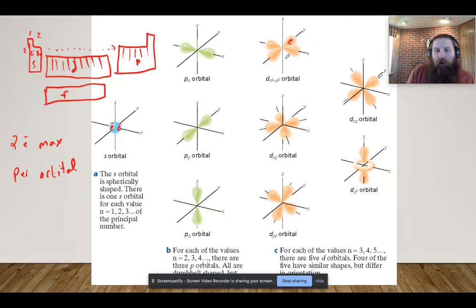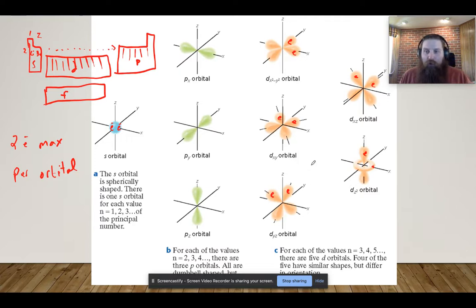So I can put 1 in the y, 1 in the x, 1 in the xy, because it's in between the x and the y. All right, 1 in the yz orbital, 2 in the yz orbital. I can put 1 in the xz orbital, and I can put 1 in the z2 orbital. And I like the z2 orbital. It kind of looks like a donut. So we have 2, 4, 6, 8, 10 electrons that can be housed there.